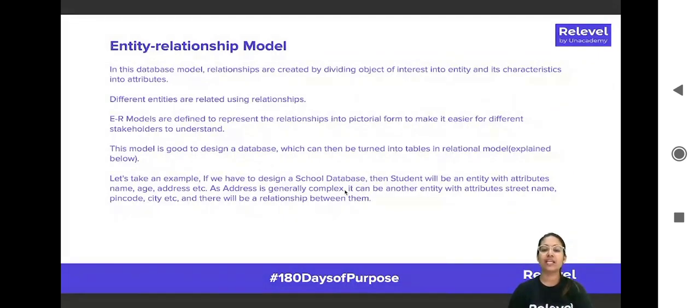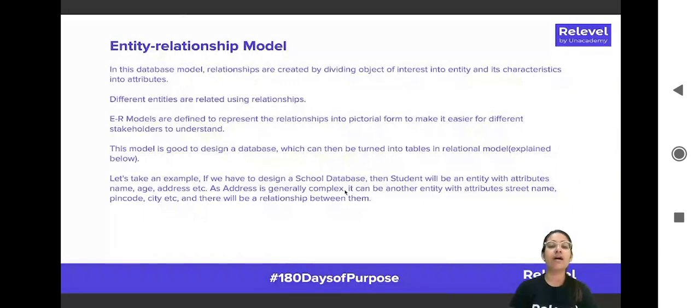If we design a school database, then the student, like I said, will be an entity. And what attributes will the student have? The student will have a name, an age, an address, right? An address is generally complex. Now it can be another entity also, right? Instead of keeping address as an attribute of student, it can become a separate entity.